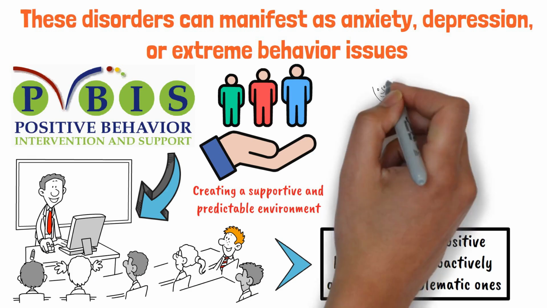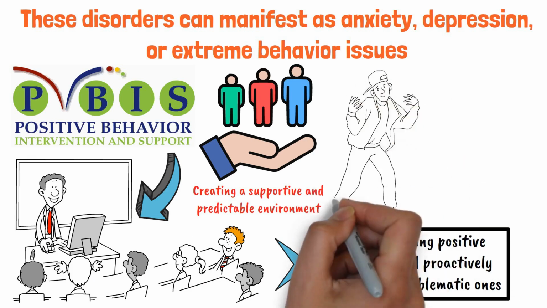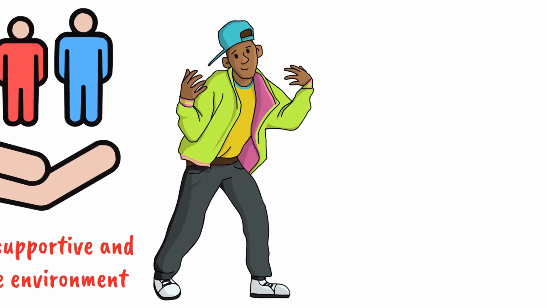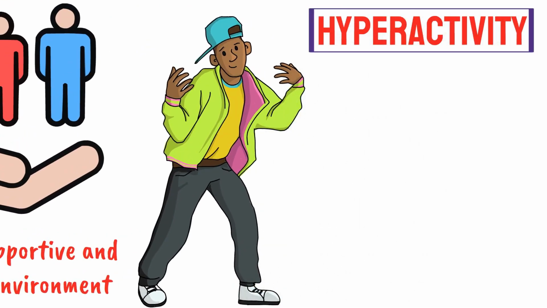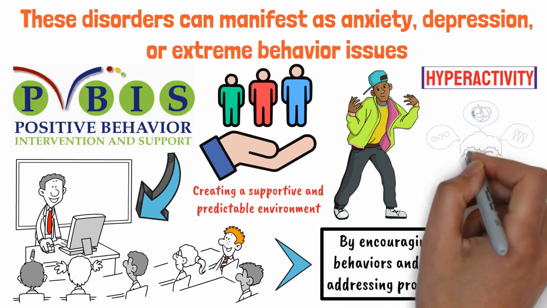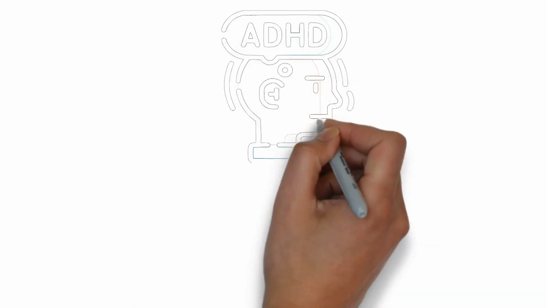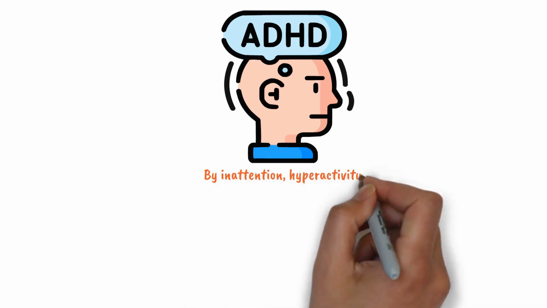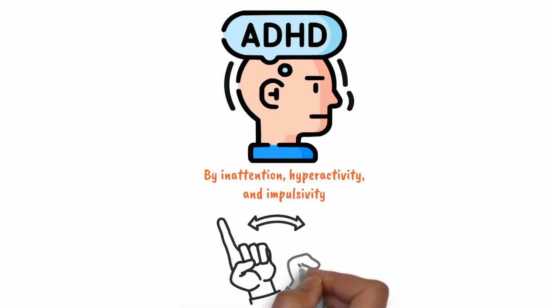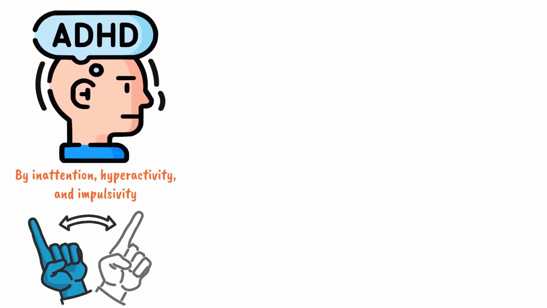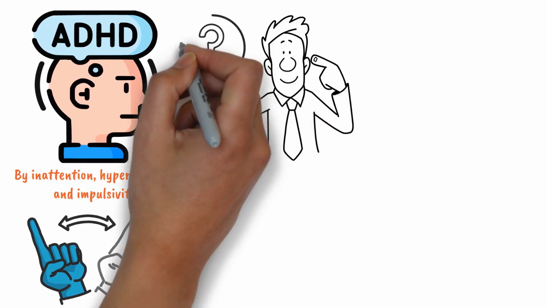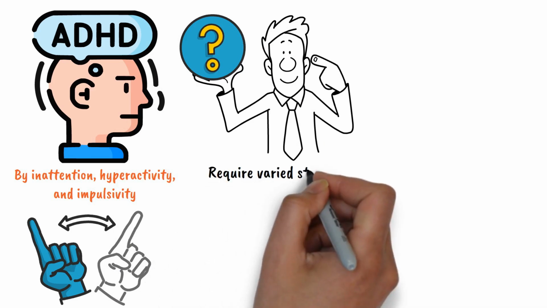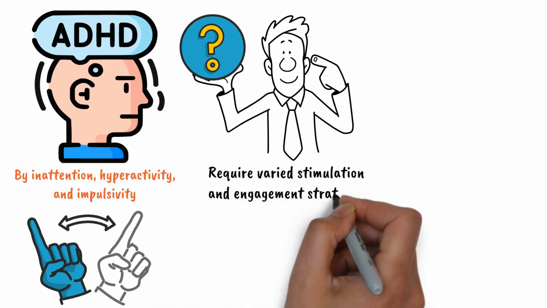Consider a kid who fidgets and seems always on the move. This behavior is a classic example of hyperactivity, a facet often seen in students with attention deficit hyperactivity disorder. ADHD is characterized by inattention, hyperactivity, and impulsivity. However, it's not just about kids being restless. It's about understanding how their brains are wired differently and require varied stimulation and engagement strategies.